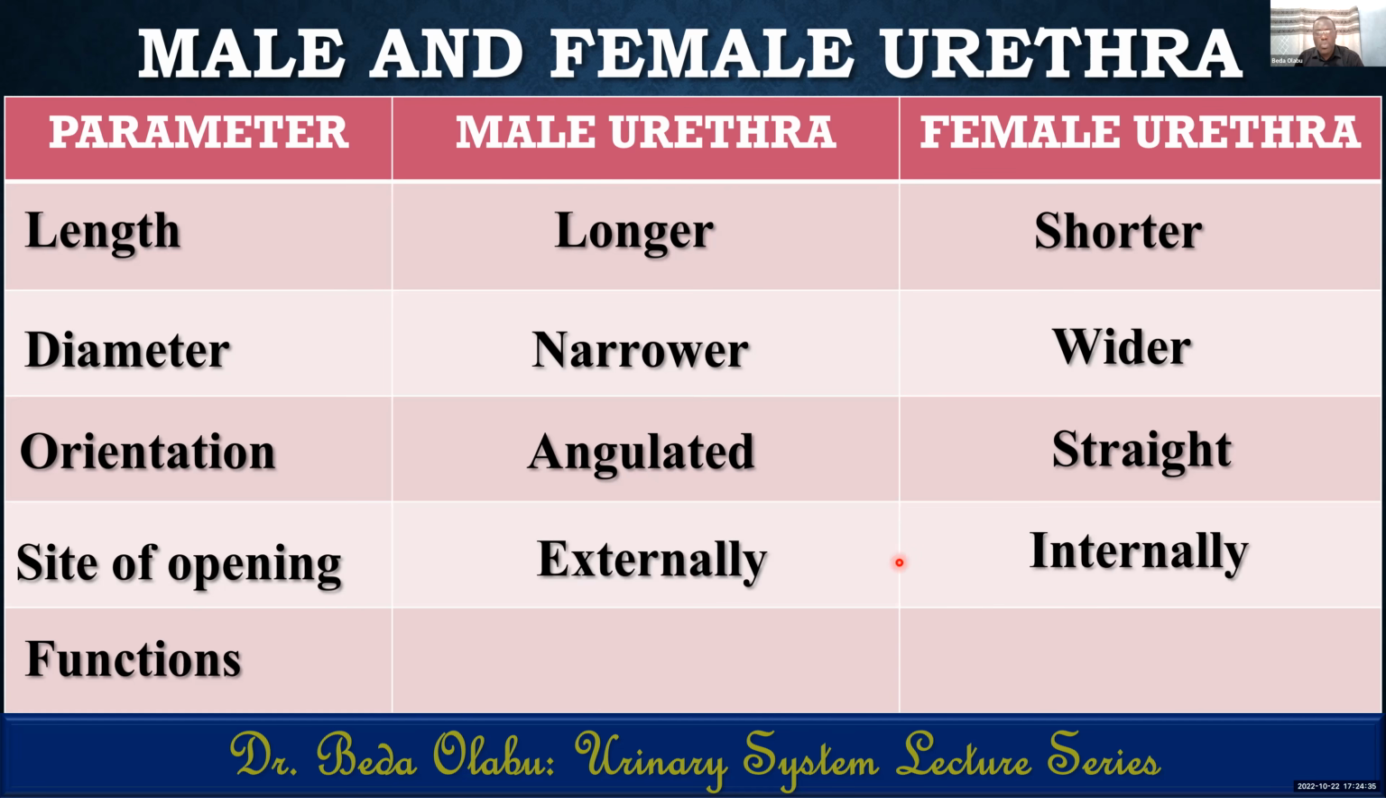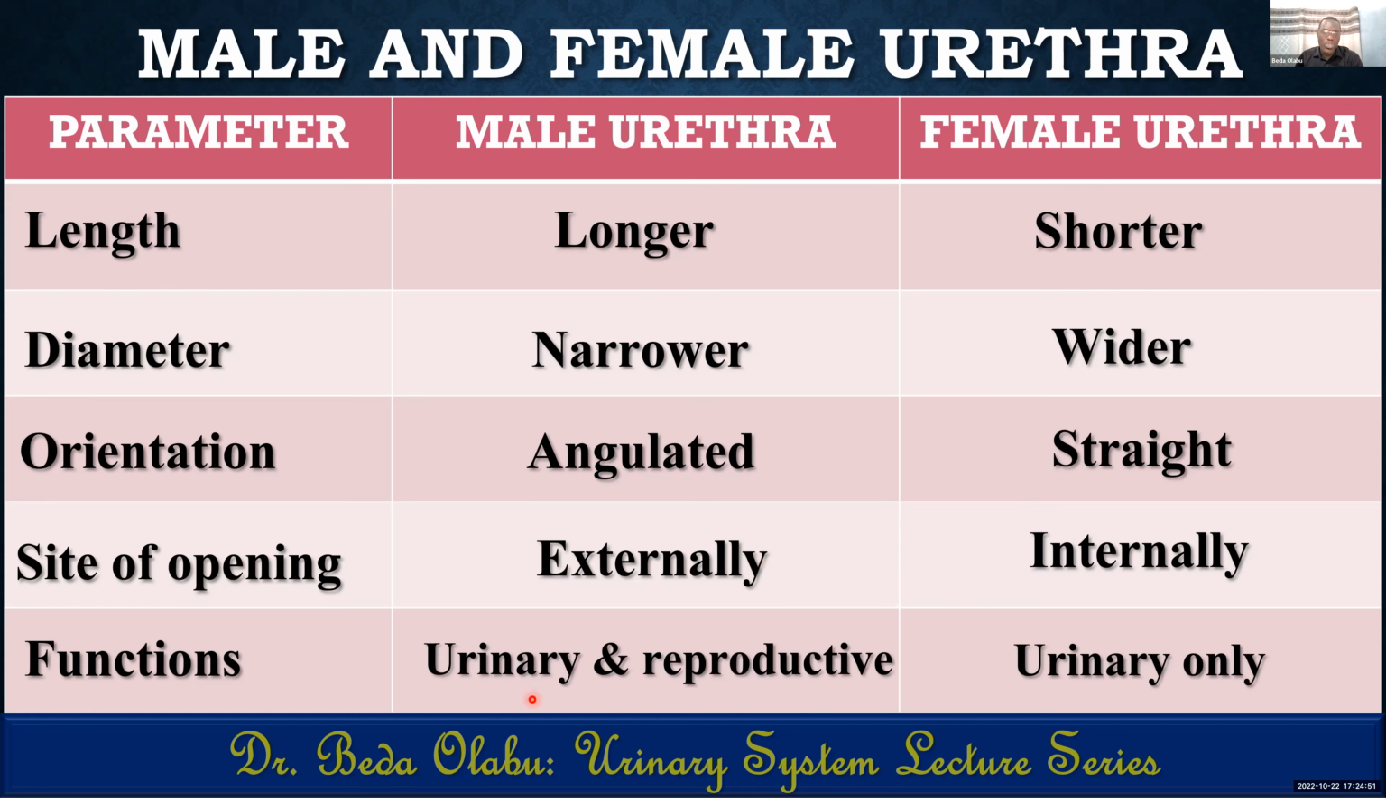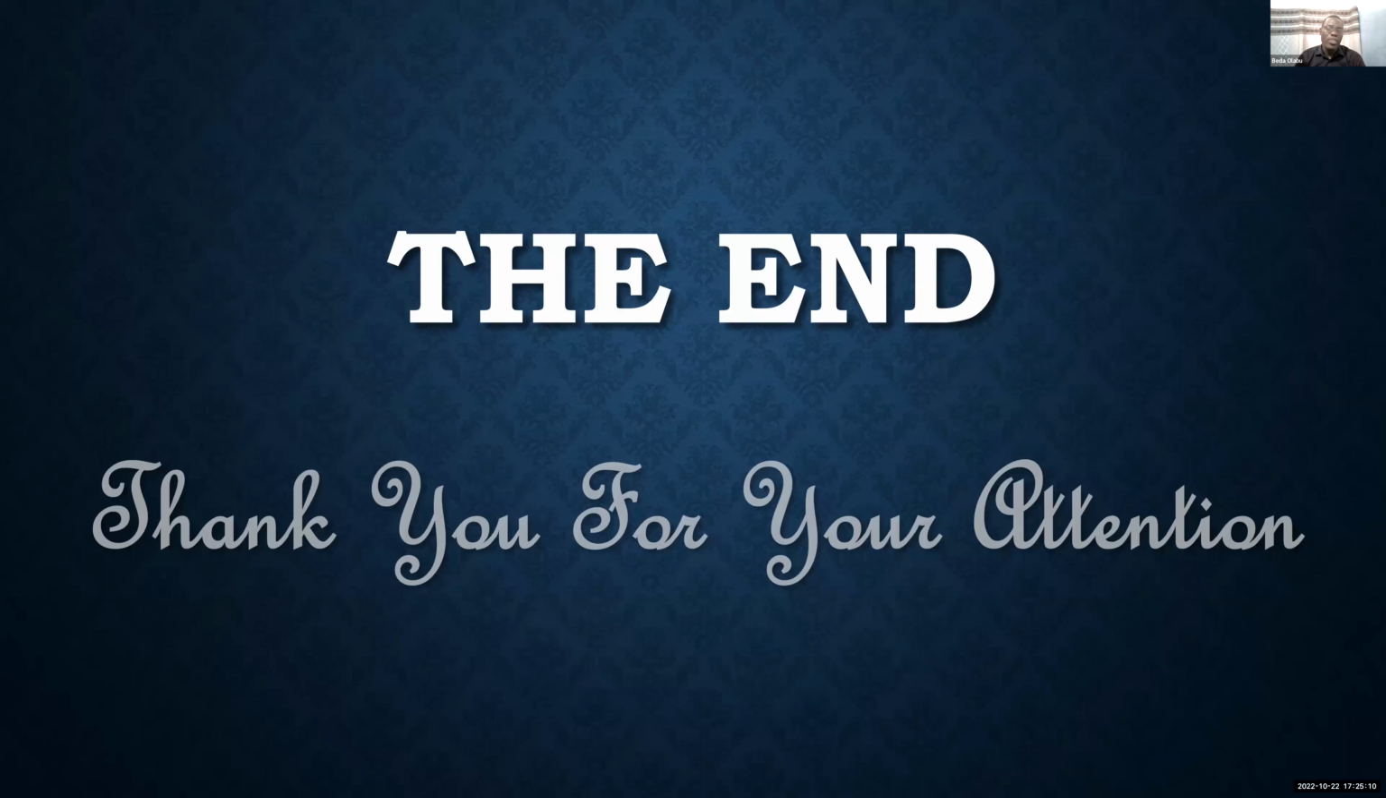In terms of site of opening, the male urethra opens externally at the tip of the glans penis. The opening of the female urethra is internal. You may have to peep into the vestibule to see that. In terms of function, the male urethra has both urinary as well as reproductive functions, as it is followed by semen as well. It's part of the male genital duct system, while the female urethra is only for urinary function.